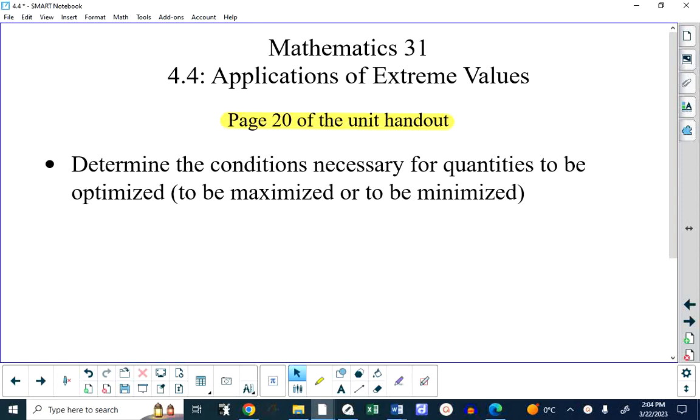I think this is page 20 of your unit handout. It's the final section that we're going to be looking at in chapter 4, which is applications of extreme values. Sometimes this is called optimization problems. Sometimes it's called maximum and minimum problems.